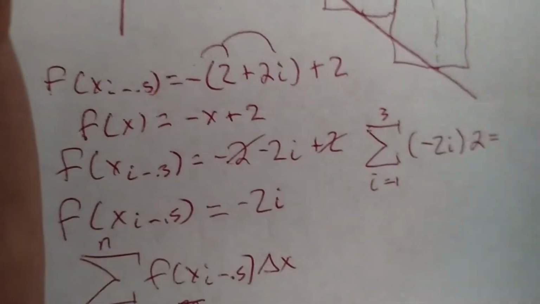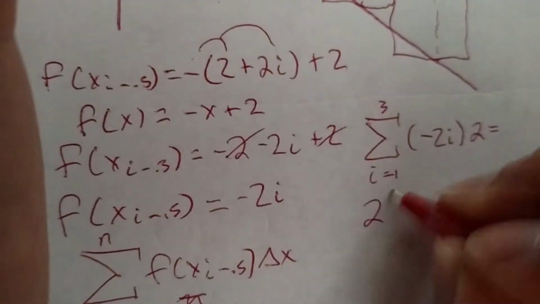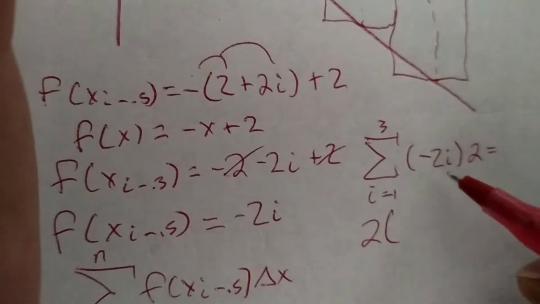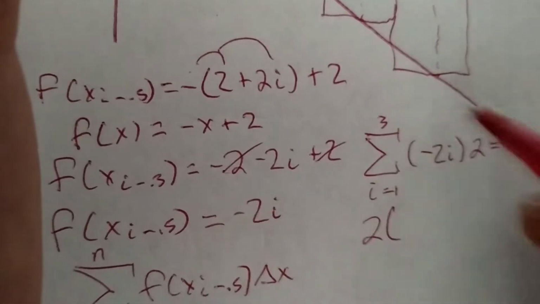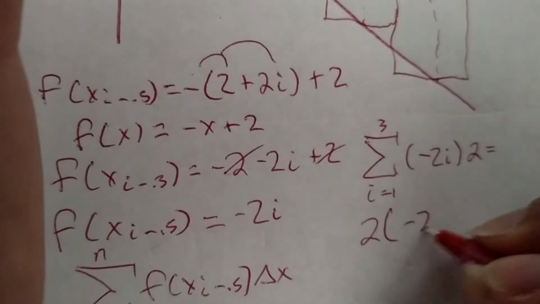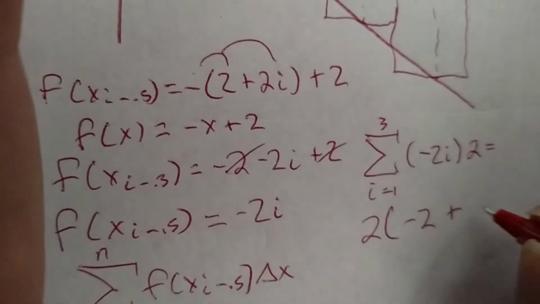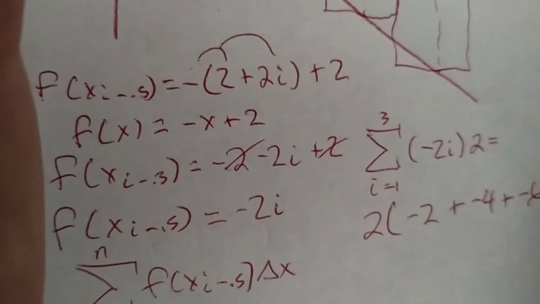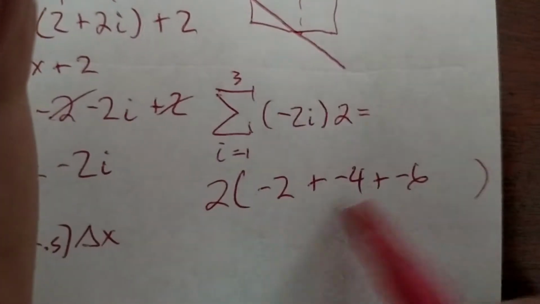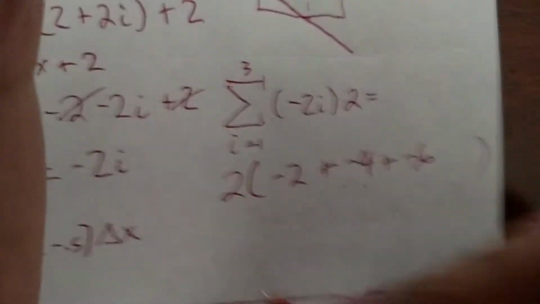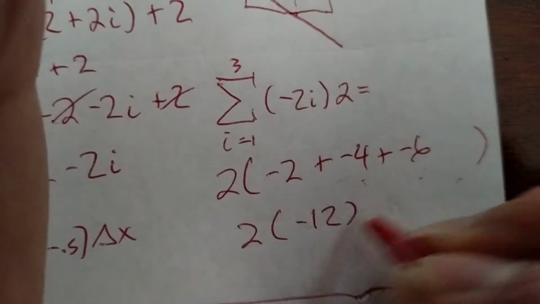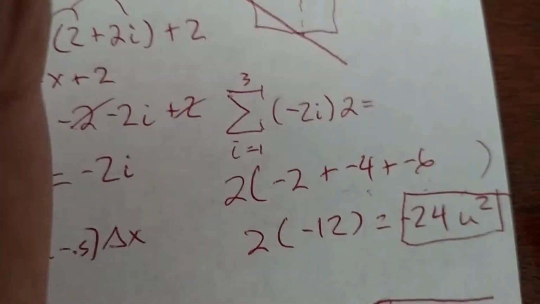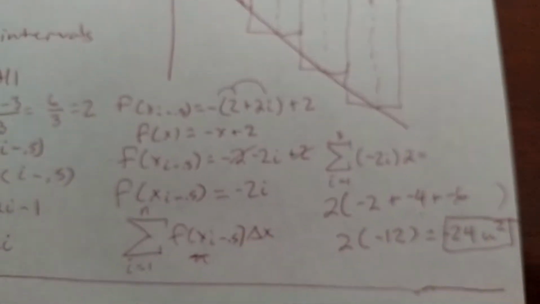Now I'm going to do that trick again where I just factor out the 2. I have the 2 out here, and I'm basically going to plug in 1, 2, 3. Plug in 1, negative 2. Plug in 2, negative 4. Plug in 3, negative 6. So negative 2, negative 4, negative 6 gives negative 12. 2 times negative 12 is negative 24 units squared. Boom! In 3 minutes and 54 seconds.